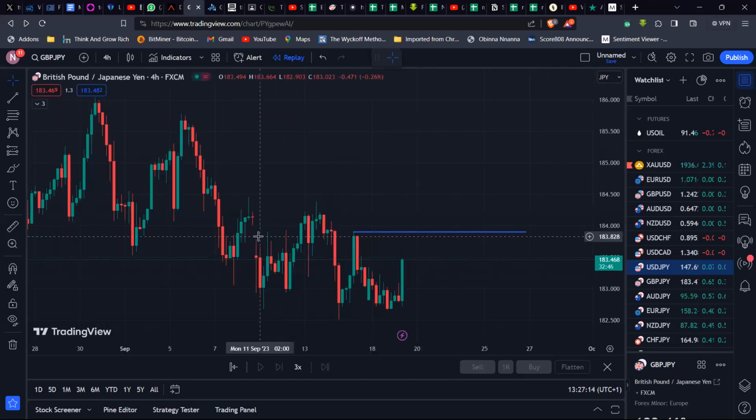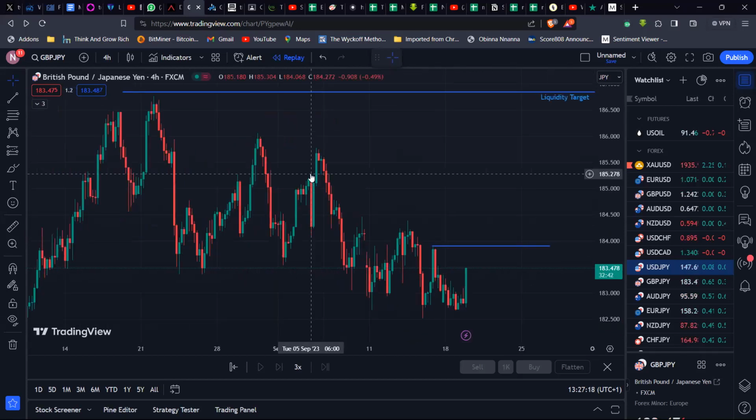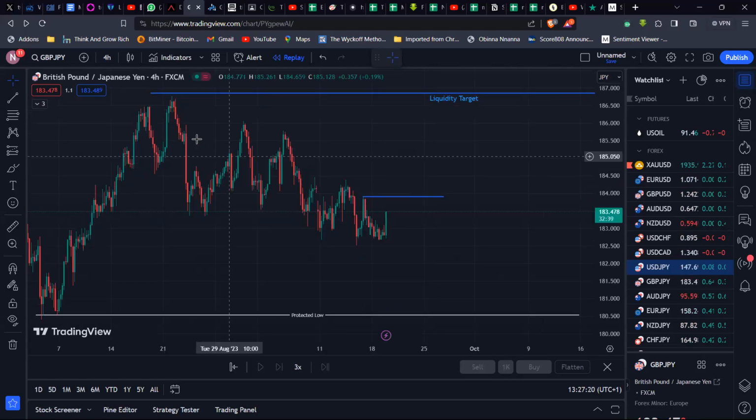Okay, JPY. So yeah, I'll probably wait for a break above this high and look to buy. Otherwise, if you're trading with a much smaller time frame, you can look to trade the inside structure. It's up to you.